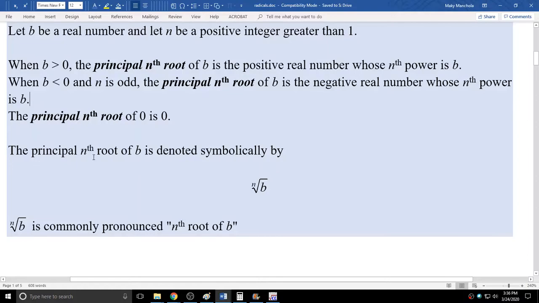The principal nth root of b is denoted symbolically by the radical symbol with an index n of b. It is commonly pronounced the nth root of b.